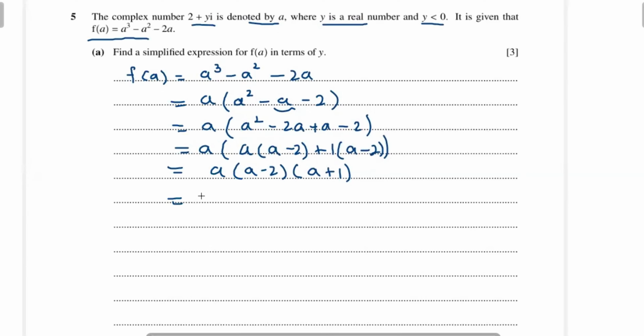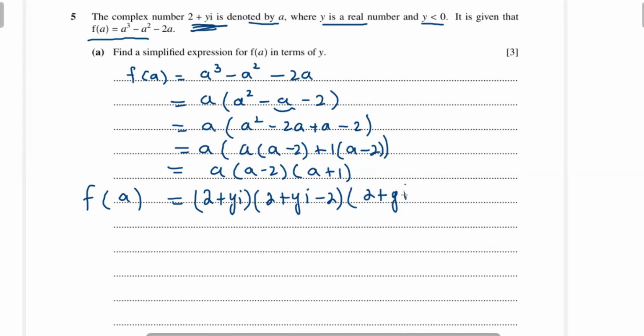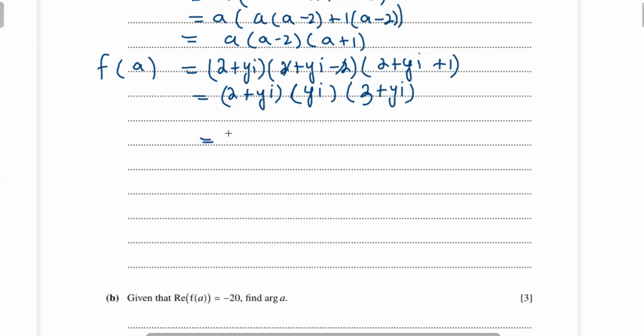Now you see here, a is equal to 2 plus yi, and we replace a in f of a with 2 plus yi. We put 2 plus yi, then 2 plus yi minus 2, and 2 plus yi plus 1. The 2 and minus 2 cancel, so we can write it as (2 plus yi) times yi times (3 plus yi). Now we can write it as yi into (2 plus yi) into (3 plus yi).